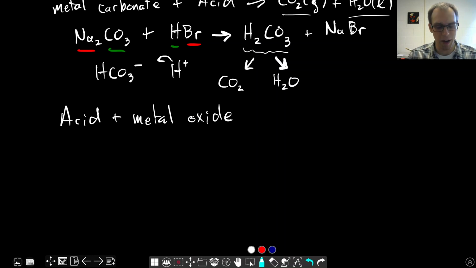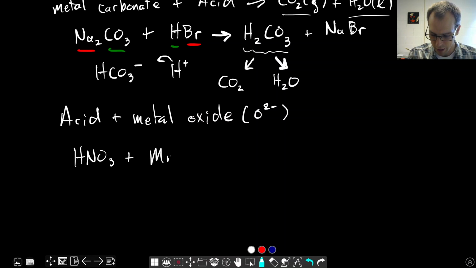Oxides are compounds that have O2 minus as the anion. An example of this might be something like nitric acid. Again, I'm picking a strong acid, but it doesn't have to be a strong acid. It could be a weak acid.